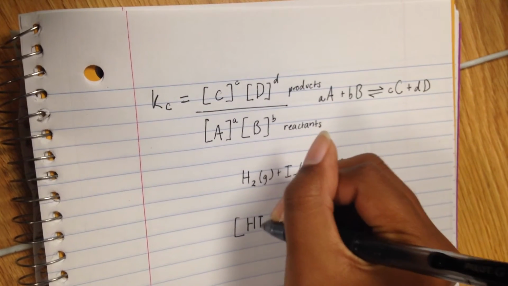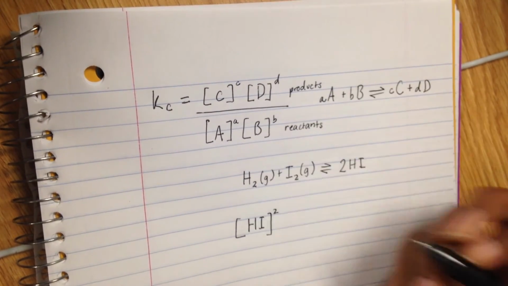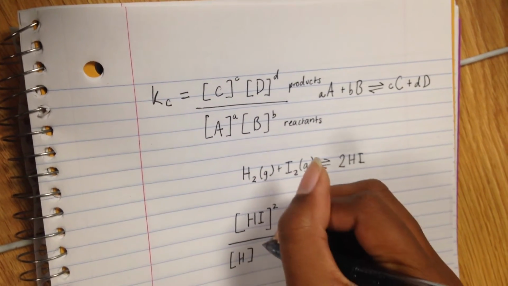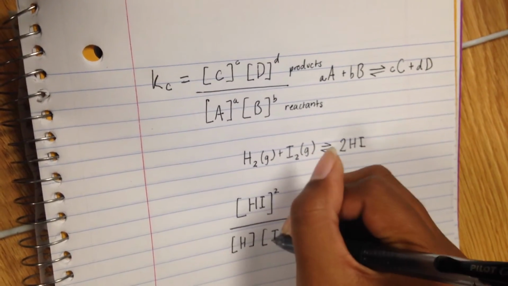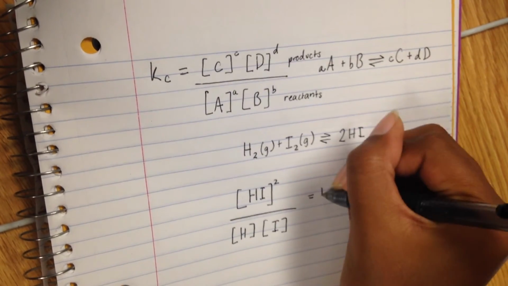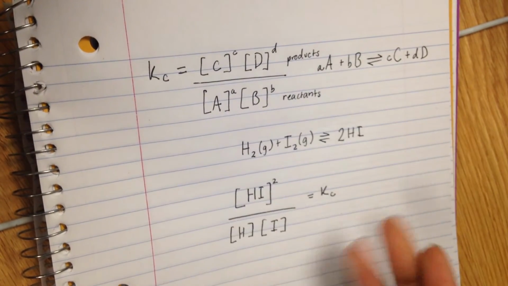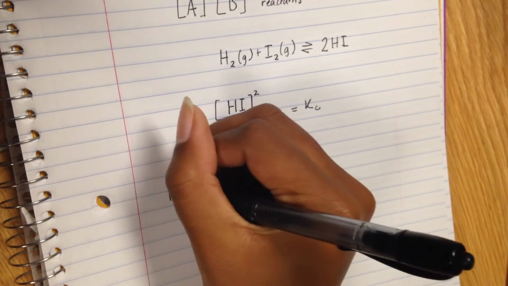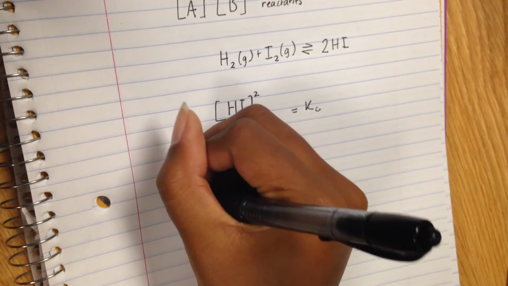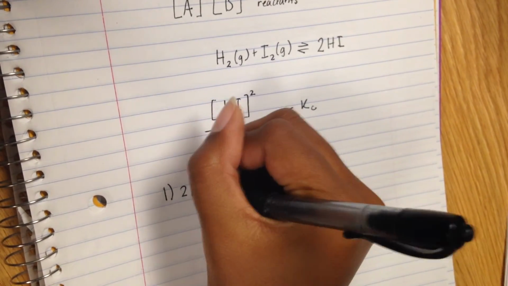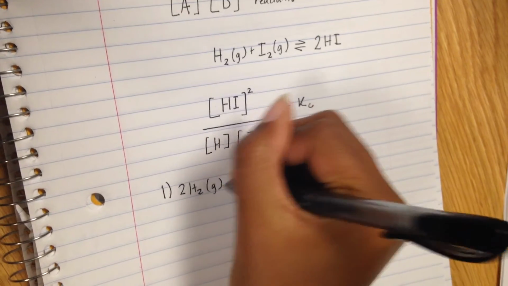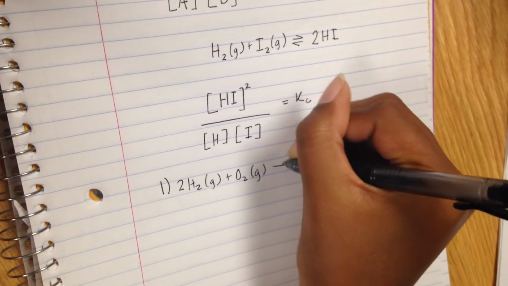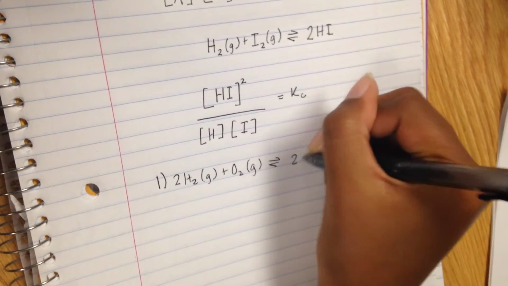Okay, welcome back. So the solution we found is hydrogen iodide raised to the second power, which is indicated by the coefficient, and both of our reactants in the denominator. So now I'm going to give you guys two other equations. The first equation being a reaction between hydrogen in gaseous form plus oxygen in gaseous form, yielding water.